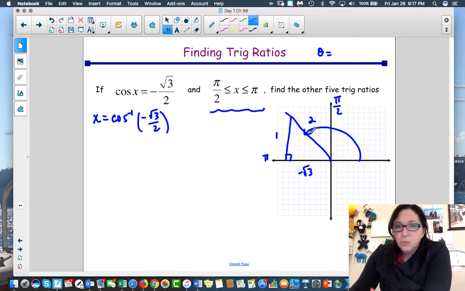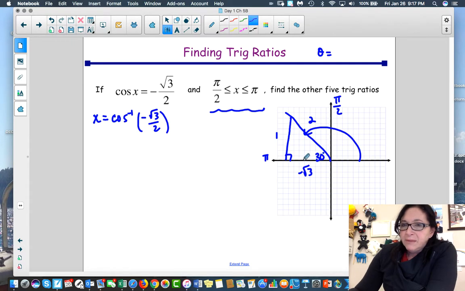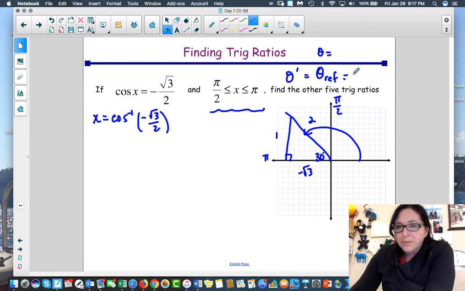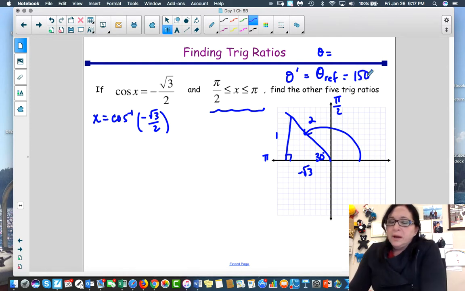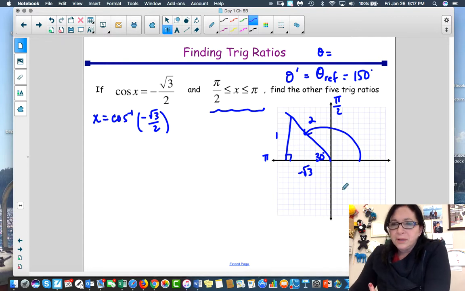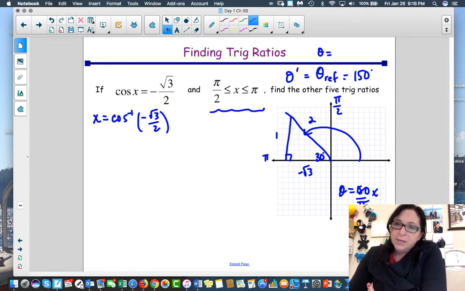That being said, where are we? We want to know where we're at. Well, across from 1 is going to be our 30 degrees. And what that basically means is that if this is my reference angle, theta reference, you can either put the reference here, or you can also show it by putting a little slash there, theta reference. The angle is then 150 degrees. Now you can use your formula that looks like this, theta equals 180 over pi times x, to change back and forth between degree and radian measure.